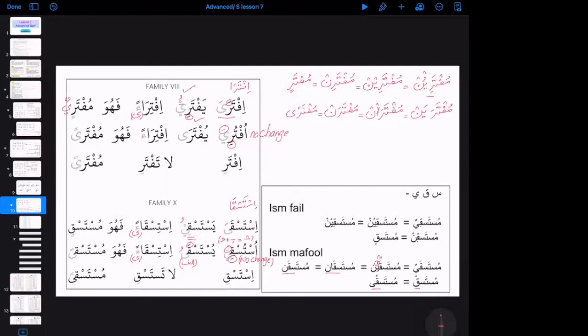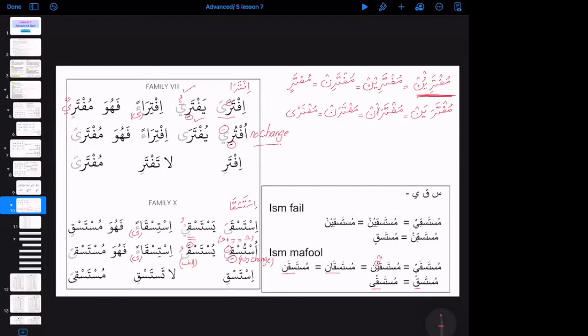Or we can open up the tanween. Yes, you can go ahead with this. Iftariyun, and then ya, and then we'll remove the two sukuns and all this. Then uftiri, here no change. Uftiri. And then yuftara.